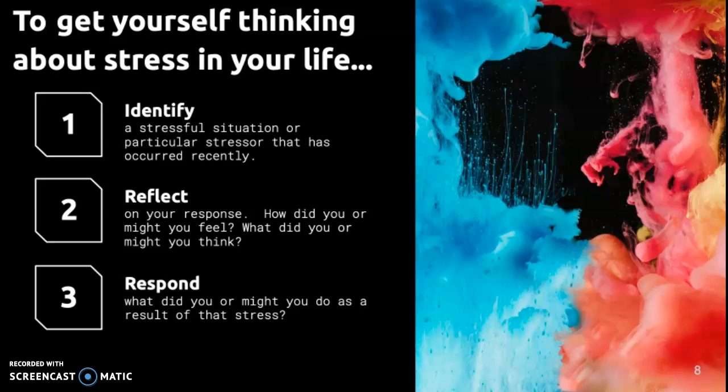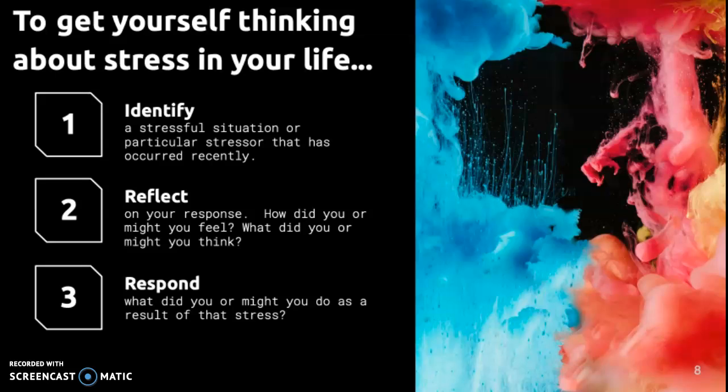So to get yourself thinking about stress in your life right now, I'm sure there's a lot of it going on in new forms with everything that's going on. There's 3 steps here. So the first one we need to identify. So identify a stressful situation or particular stressor that has occurred recently. Wonder what that could be.